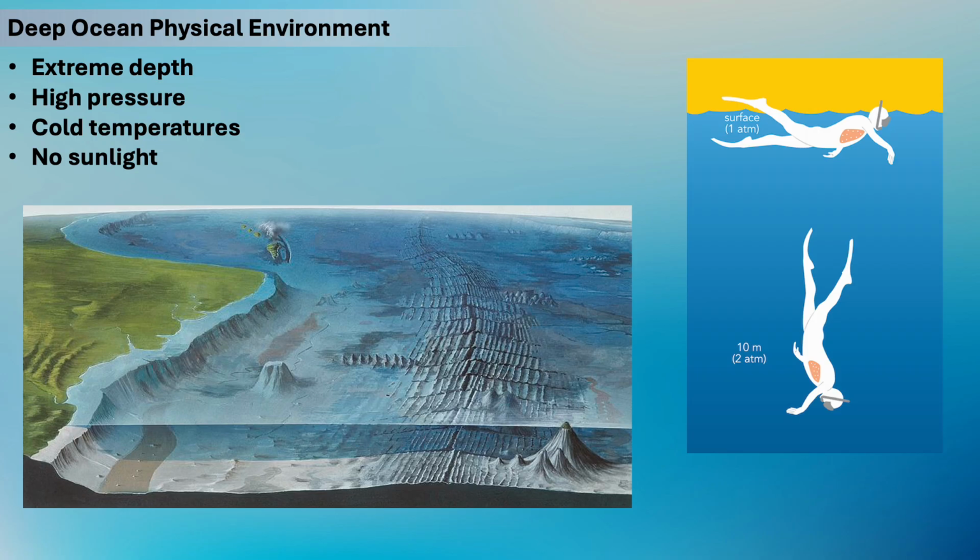Together, high pressure, cold temperatures, and permanent darkness create an environment that strongly constrains physical, chemical, and biological processes in deep ocean basins.